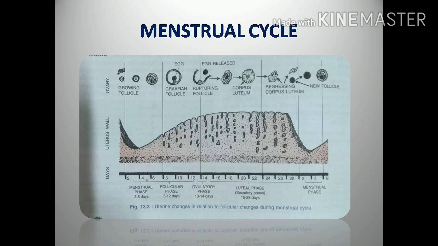So once again, the menstrual cycle will continue. If the fertilization does not take place, the menstrual cycle will continue. So this is about the menstrual cycle.